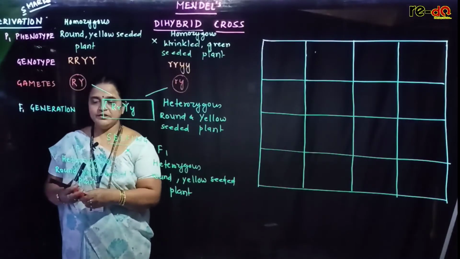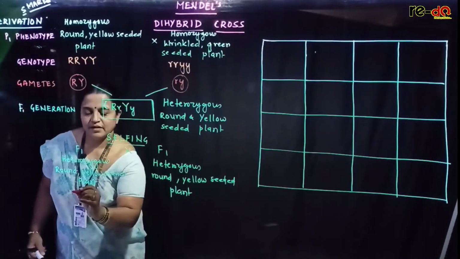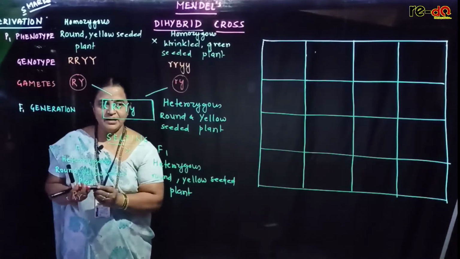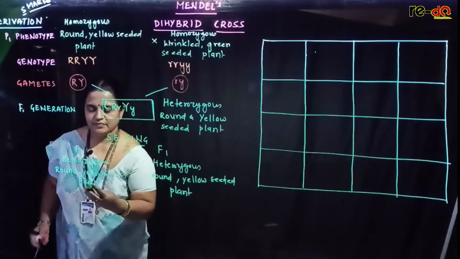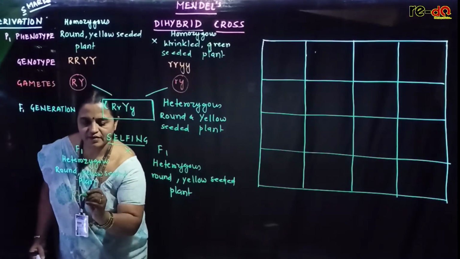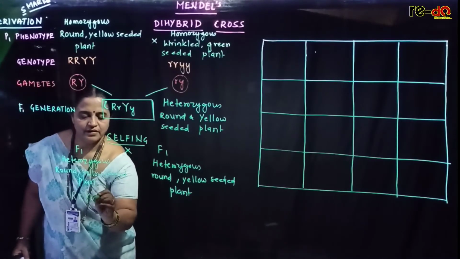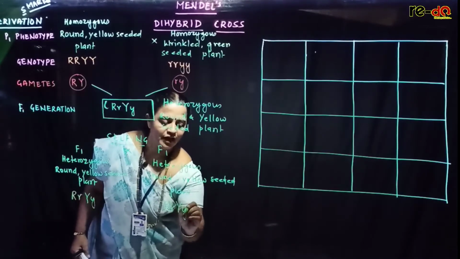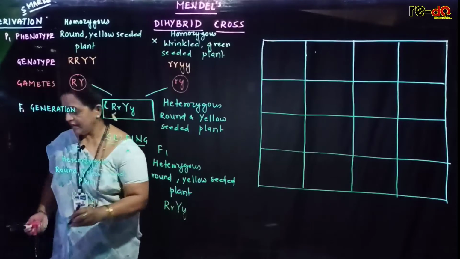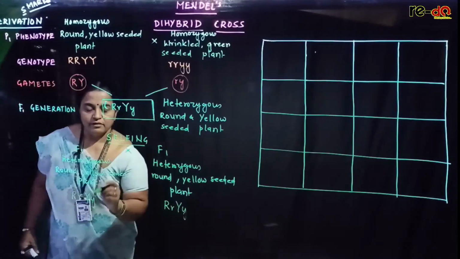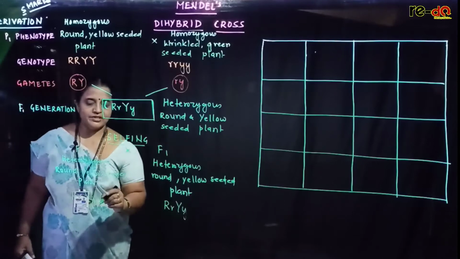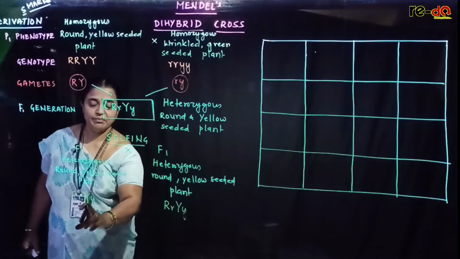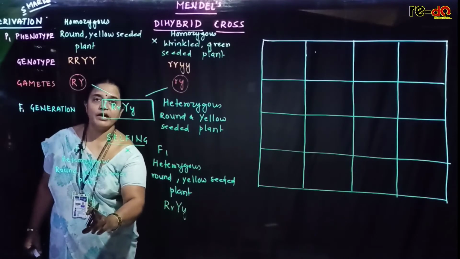Now we will write the genotypes. As round is heterozygous, it is necessary to write capital R, small r, and capital Y, small y. Here also R, small r, capital Y, small y. Now, while showing the gamete production, capital R for round shape, small r for wrinkled shape, capital Y for yellow color, small y for green color.